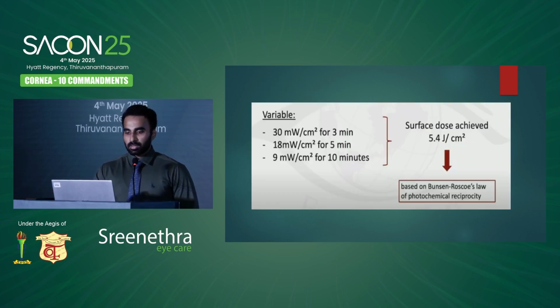So you can do 30 milliwatts per centimeter square for 3 minutes, or 18 milliwatts per centimeter square for 5 minutes, or 9 milliwatts per centimeter square for 10 minutes. Ultimately, whichever protocol you choose, you will be delivering the same amount of energy. But generally, the dictum is that if you're doing it for less than 10 minutes, it's probably not that efficient.